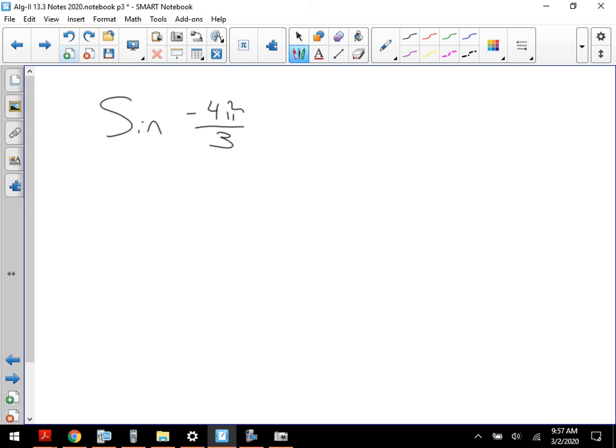Plot it, draw it. I would plot it, I would draw it. Negative 4/3 pi means I start at 0 and I go negative. I'm beyond 1 pi and I come up. How much? A third. What's my reference angle? Pi over 3. Which angle is pi over 3, a 30 or a 60? It's a 60. It's a 60-degree angle.